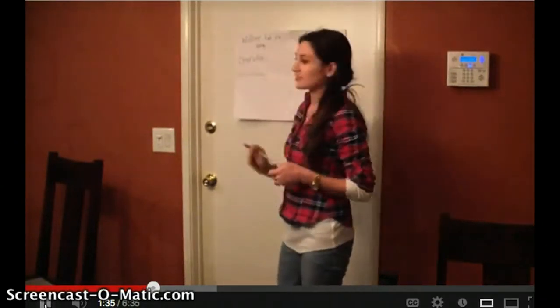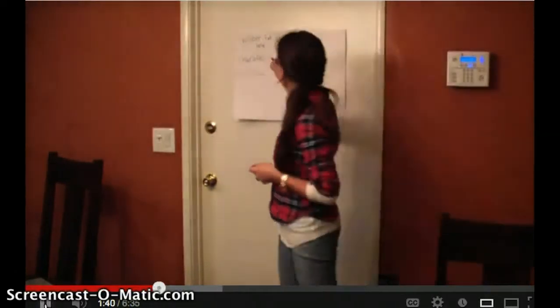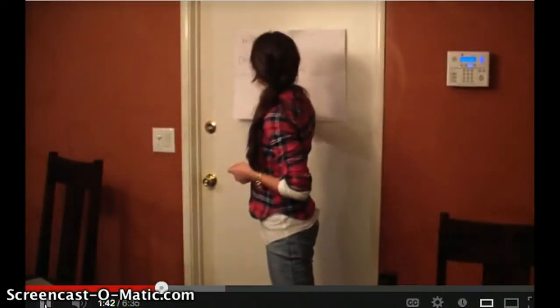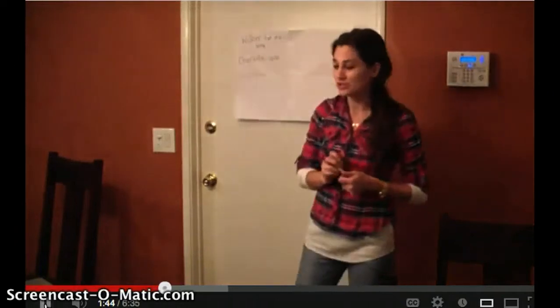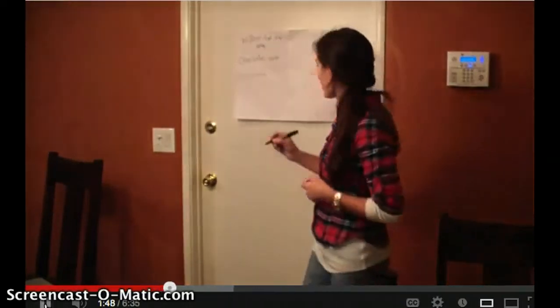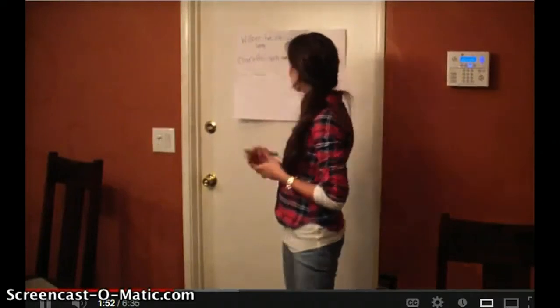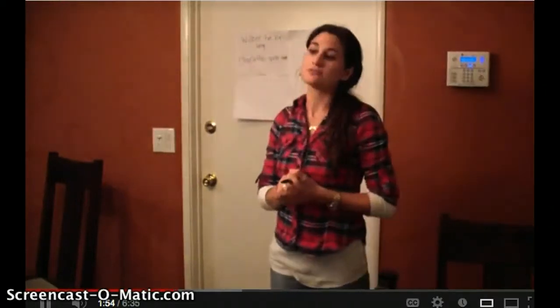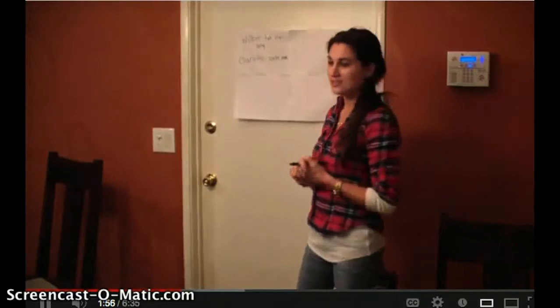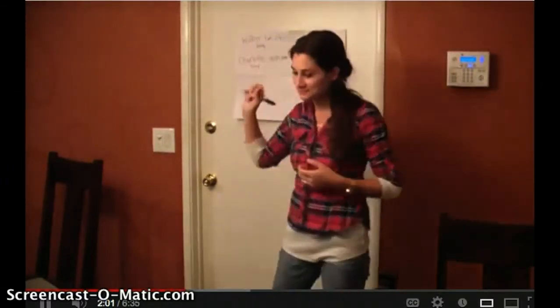Now what about Charlotte? What do we know about Charlotte? She's a spider. What else do we know about Charlotte from our readings? She's a mom. So what does that tell us about her character? She's kind, right? Good job. There are some great ideas.